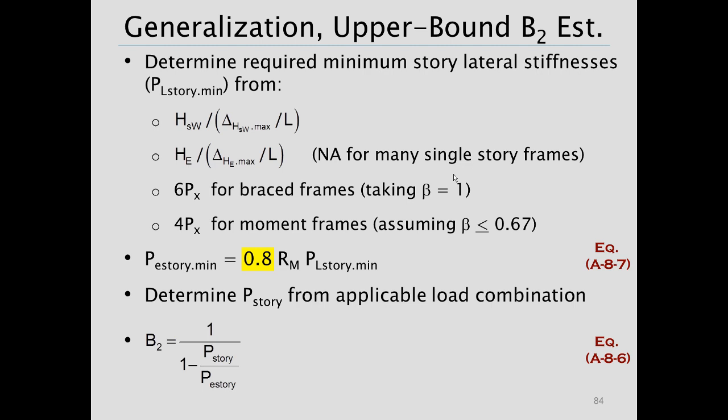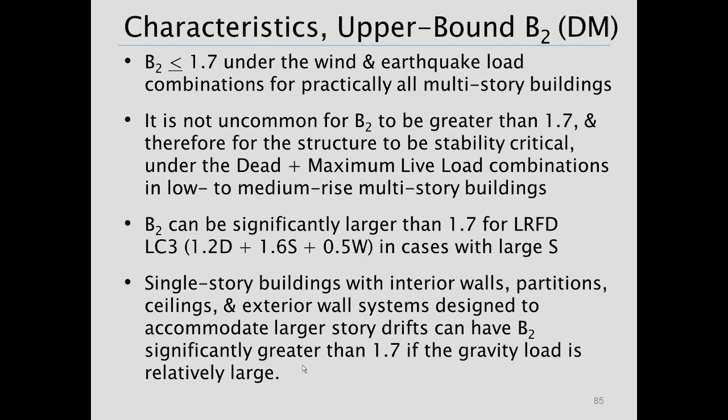So PE story minimum is 0.8 R sub m times our PL story minimum. We get our P story from the applicable load combination, and then plug that into B2. So what can we expect? If you walk through our general calculations, you can convince yourself that under wind and earthquake load combinations, practically for all multi-story buildings, we will always be stability non-critical, B2 less than or equal to 1.7.